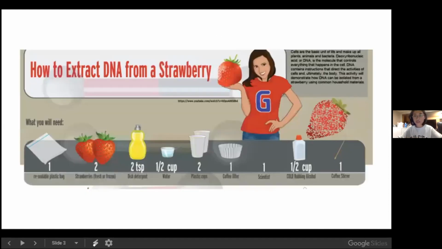I'm also going to provide the link if you want to try the strawberry DNA lab at your own house. It's really fun and easy. So go ahead and do that if you want to.